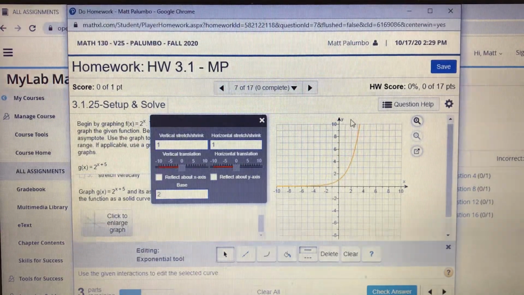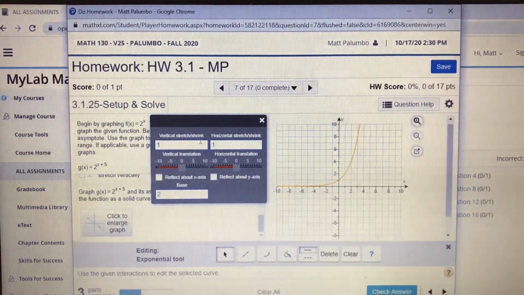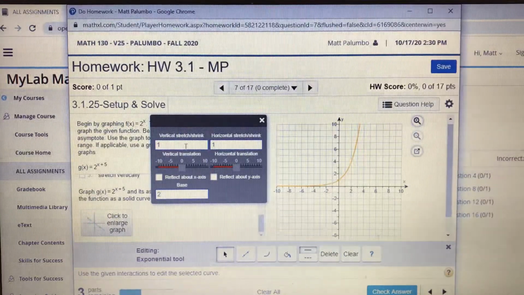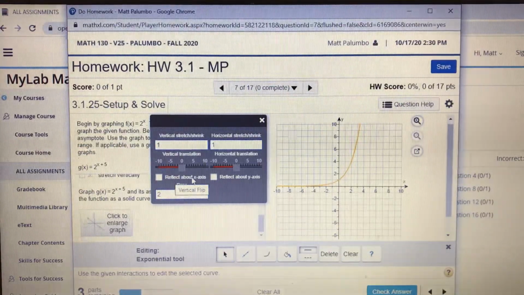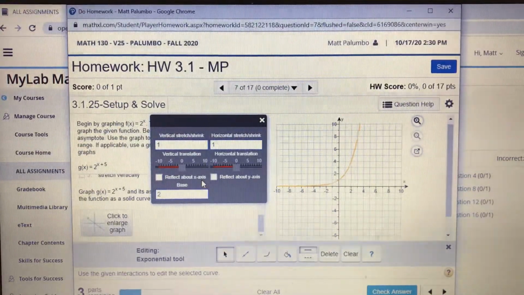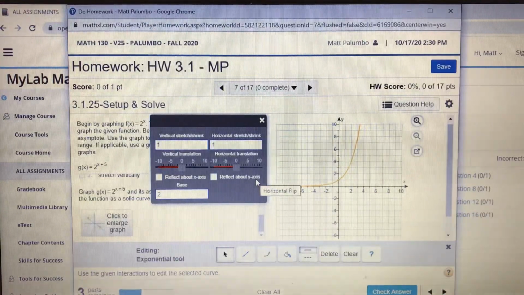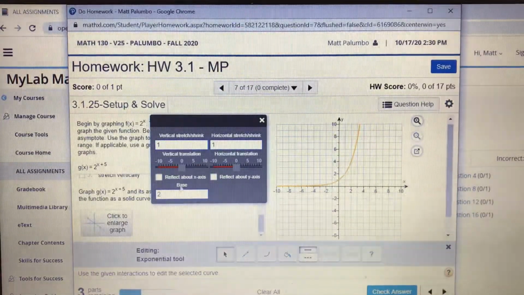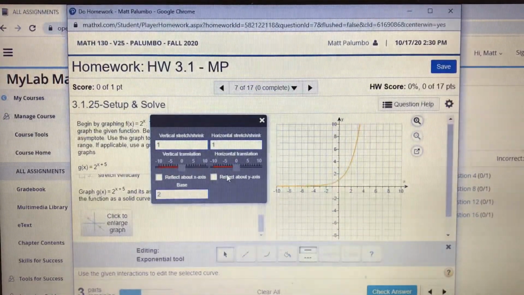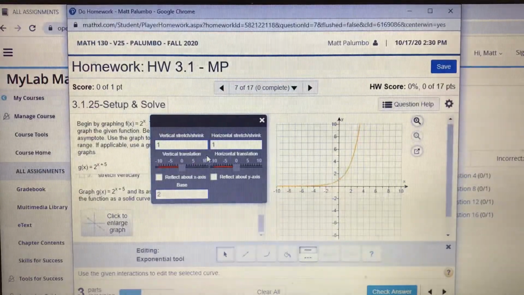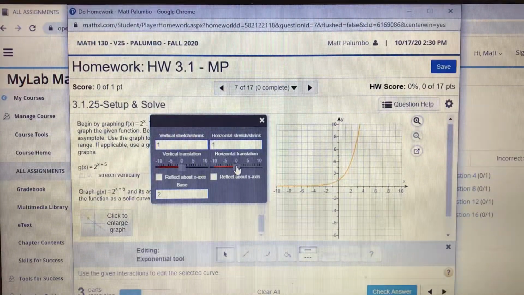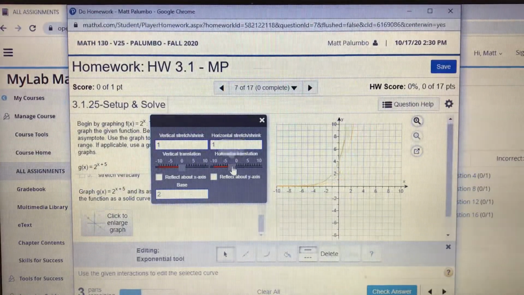Now, do we have a vertical stretch or shrink? I don't think so. Do we have a horizontal stretch or shrink? I don't think so. Are we reflecting about the x-axis? No, there's no negative. Are we reflecting about the y-axis? No, there's no negative. The base is 2. So what we need to do is shift this 5 to the left. To the left is not vertical, it's horizontal. So we are going to shift this.